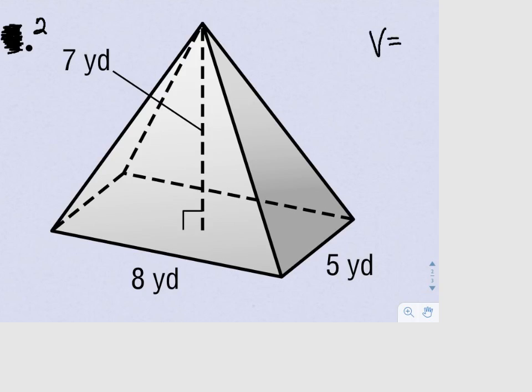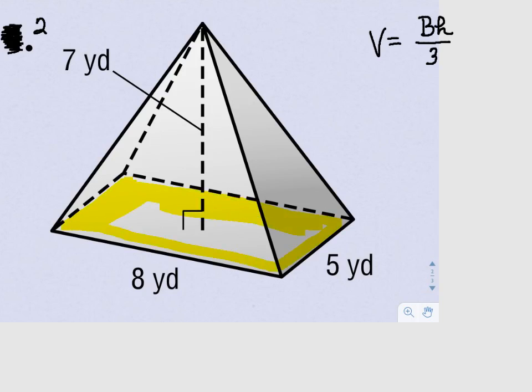To find the volume of a pyramid, we'll take capital B, that's the area of the base figure, times the height of the pyramid divided by 3. So let's first look at the base figure. The base figure is in the shape of a rectangle.